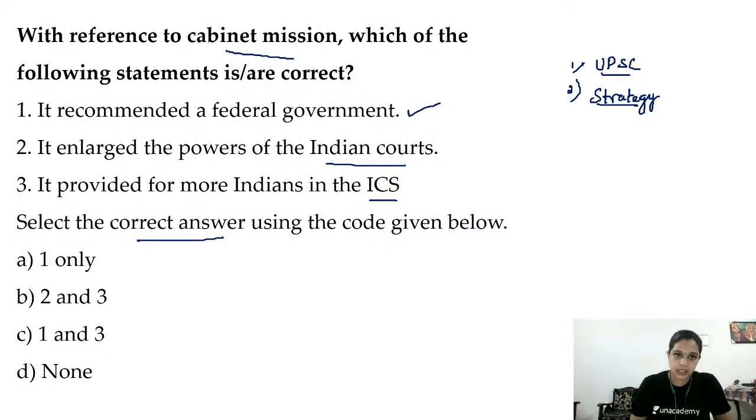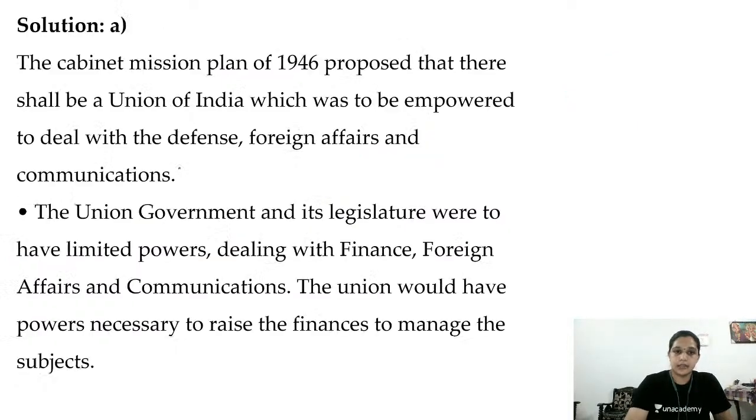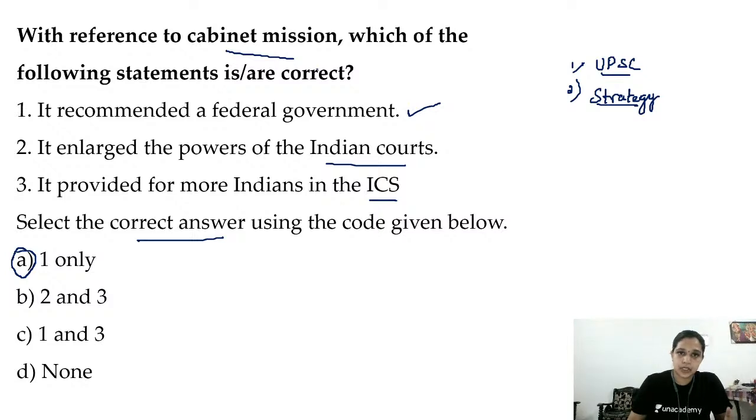So in this correct answer, it recommended a federal government, enlarged the powers of Indian courts, and provided for more Indians in the ICS. The answer is one only, because the cabinet mission was sent in the year 1946. So why was this cabinet mission sent? Mainly, the cabinet mission was sent to help in the making of the Constitution, and then what type of government should be formed.